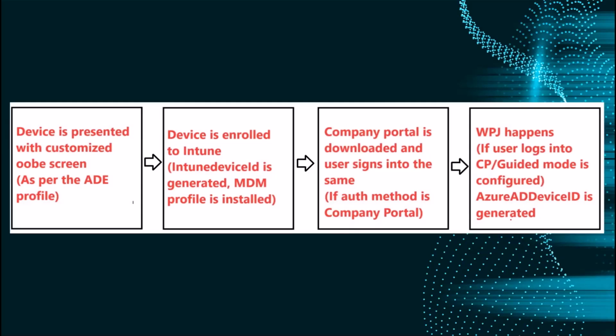So once again, the flow that we have seen until now is that the device is presented with the customized out of the box screen as per the ADE profile that it has downloaded. And how has it downloaded the ADE profile? It first reached out to the Apple Activation Service, then to ABM or ASM. ABM or ASM told it that it's a special device, a device which has an MDM profile assigned to it, and this is the MDM URL. The device goes through the MDM URL and it downloads the profile, right?